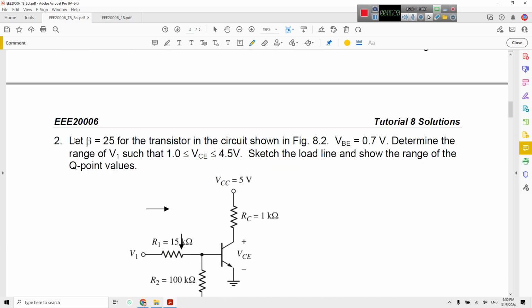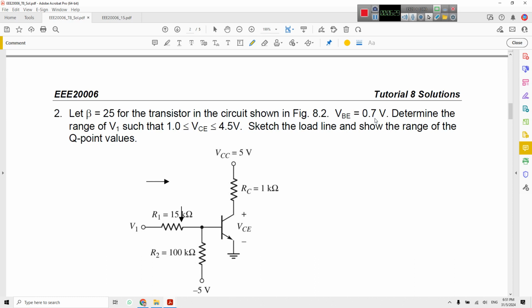Next one, let beta be equal to 25. Then VBE is given as 0.7. Determine the range for V1, in a way that VCE can be changed from 1 to 4.5. Then find the equation or draw the range for the Q point.